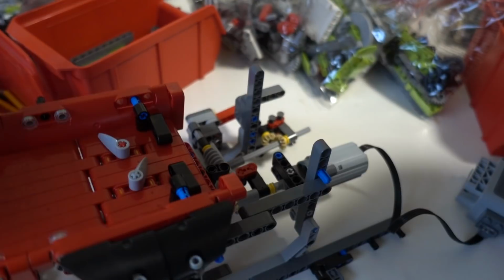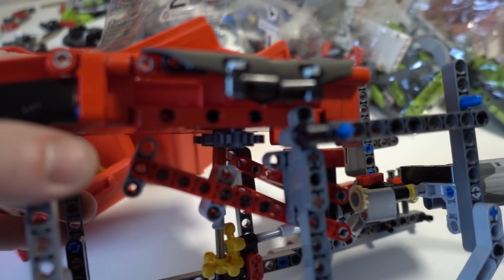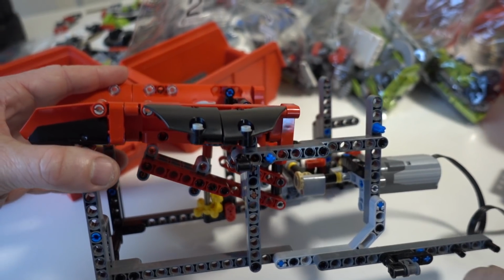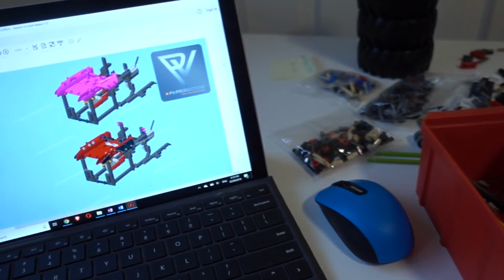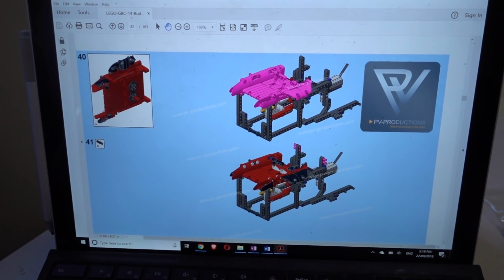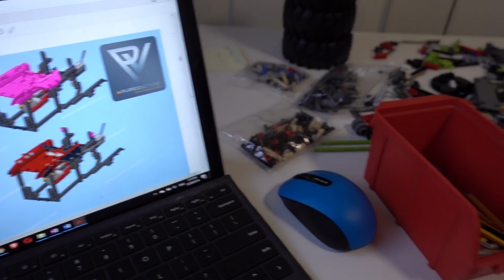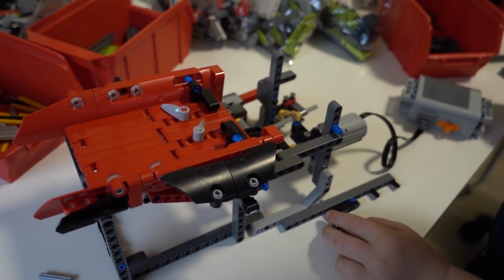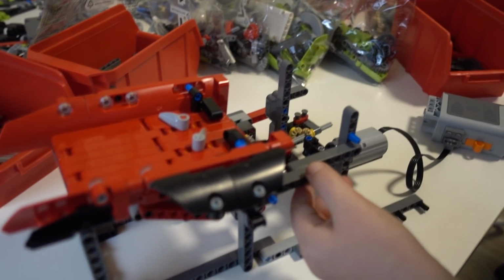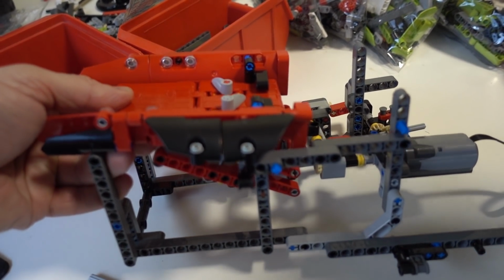So, but there you go. Hope you get the idea. So anyway, you can see that that's all supposed to spin. And this is all genius. It really is. And this all comes from the parts from PV Productions. Is this a Josh David? I think it's a Josh David design. Yeah, I think so. Yeah, anyway, that's very cool.